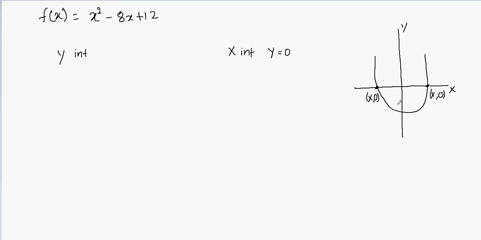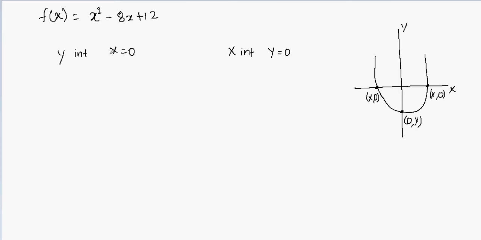Now let's talk about the y-intercept. The y-intercept is where the parabola is crossing the y-axis, and here the parabola is crossing the y-axis at this point. What you notice at this point is that your x-coordinate is 0, but you have some value for the y-coordinate. So if you have to find the y-intercept, you plug in x equals 0 in your original function. If you have to find the x-intercept, you plug in y equals 0 in your original function. Now let's find out the y-intercept first.